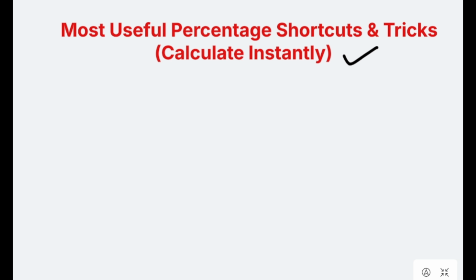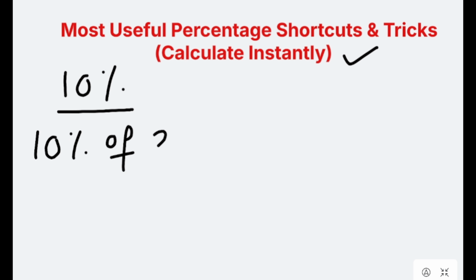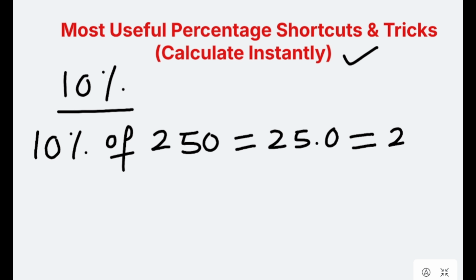The first trick we are learning today is how do we find 10% instantly? Finding 10% of any number. Example, let's see what is 10% of 250. To find 10% of this number, the trick here is move the decimal one place left. So we move the decimal one place to the left, you get 25.0, which would be 25.